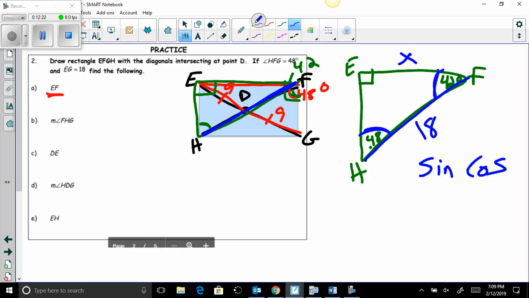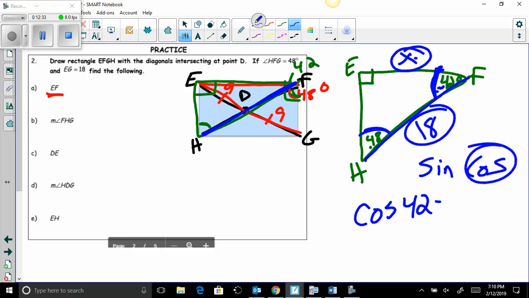I'm going to go to this one right here. If I'm at the 42, I want to find the adjacent, and I know the hypotenuse. So that would deal with cosine. So the cosine of 42 equals x over the hypotenuse. Solve for x by multiplying both sides by 18.